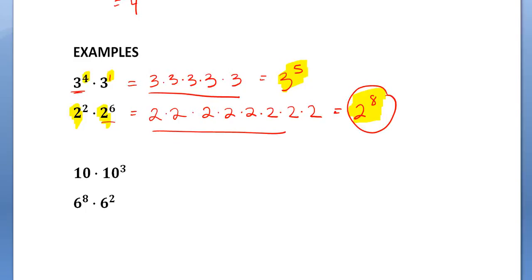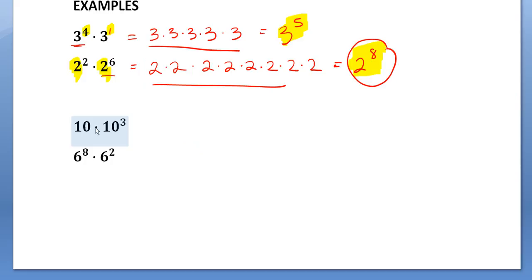So let's use that shortcut for these bottom two problems. Here we've got 10, which is 10 to the 1st, times 10 to the 3rd. If we just add those exponents, we get 10 to the 4th. Right here we've got 6 to the 8th times 6 to the 2nd. Adding those exponents gives us 6 to the 10th.